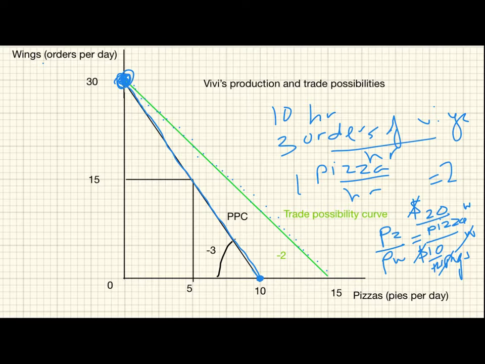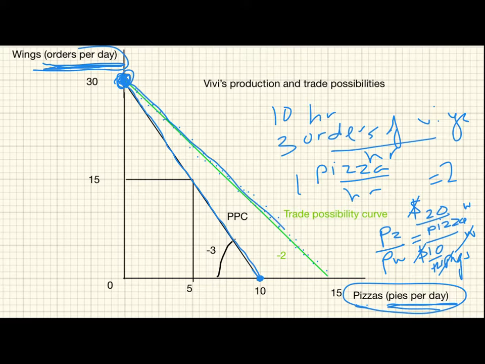And we know that we're in a space where on the y-axis we have orders of wings, and on the x-axis we have pizza pies. So wings per pizza pie is the slope of this trade line. If you got it backwards, you would have wings over pizza, and that makes no sense. The slope is rise over run, not run over rise. We have pizza on the x-axis and wings on the y-axis. So practice that.